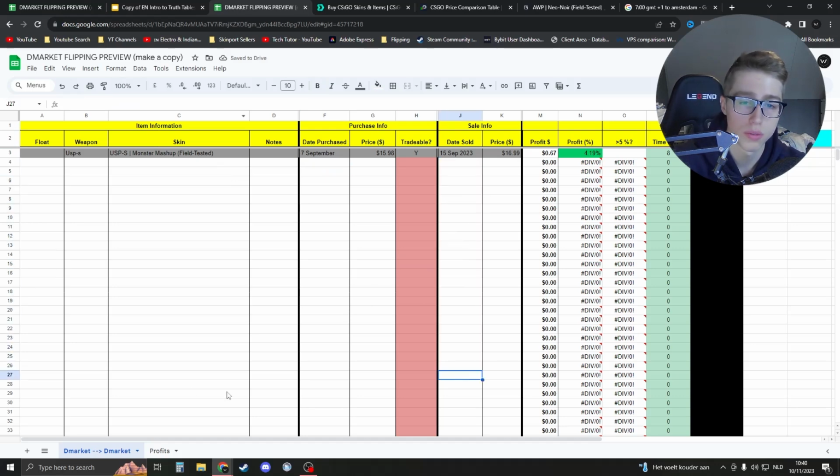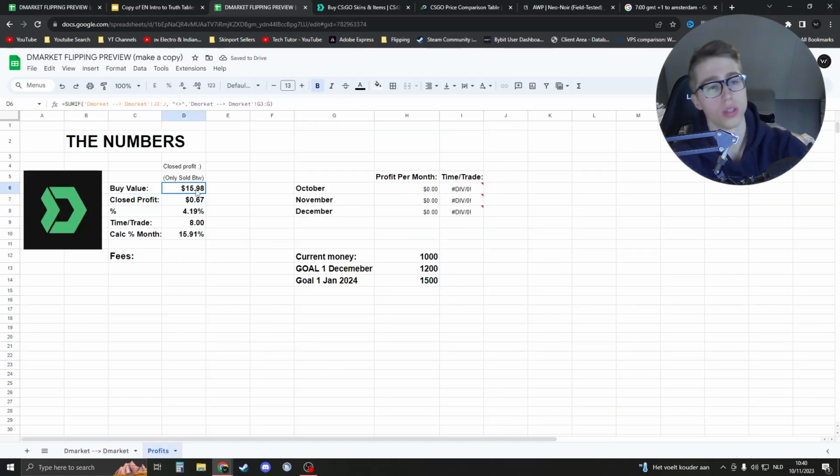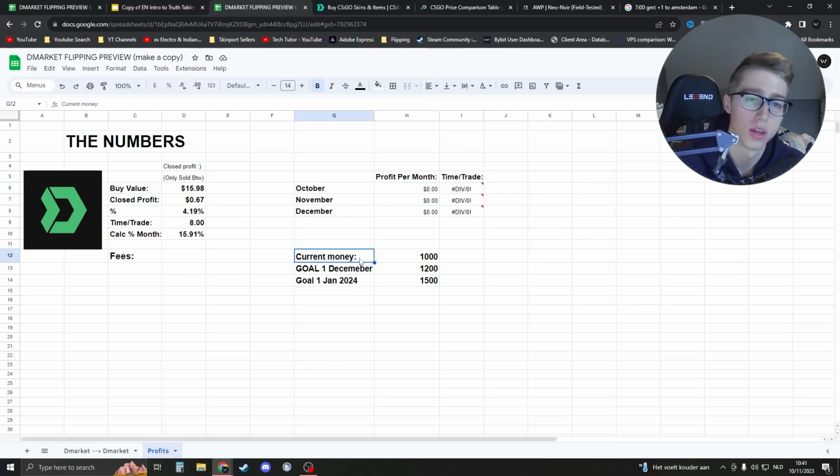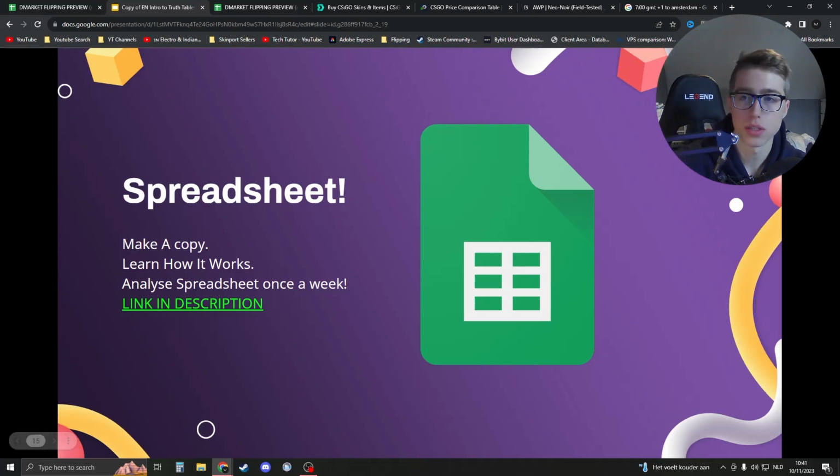And then put in all the information. And then go to the profits, see how much you made, how much you made per month, how much was the time to trade, etc. And here is, yeah, current money is this, the goal, this is just optional. Okay, that's basically how the spreadsheet would work.